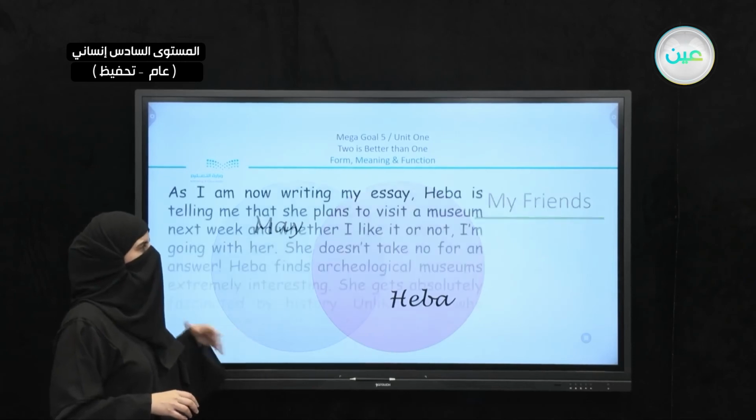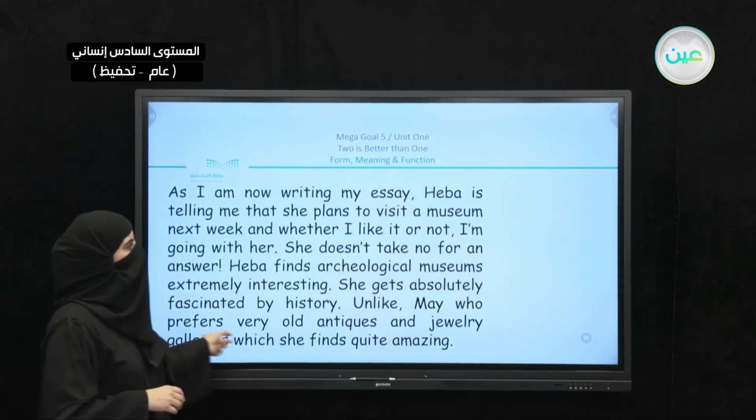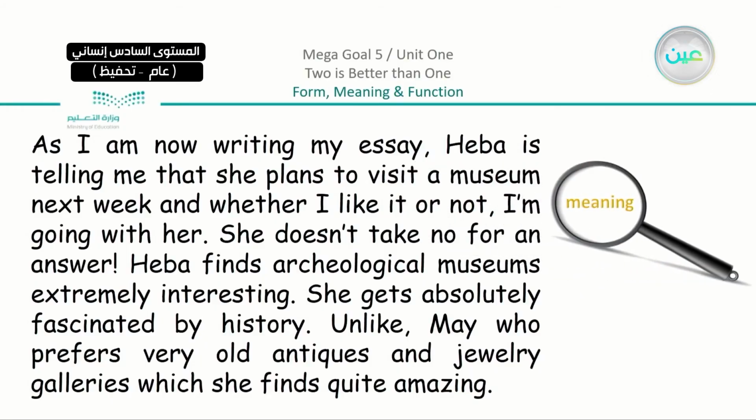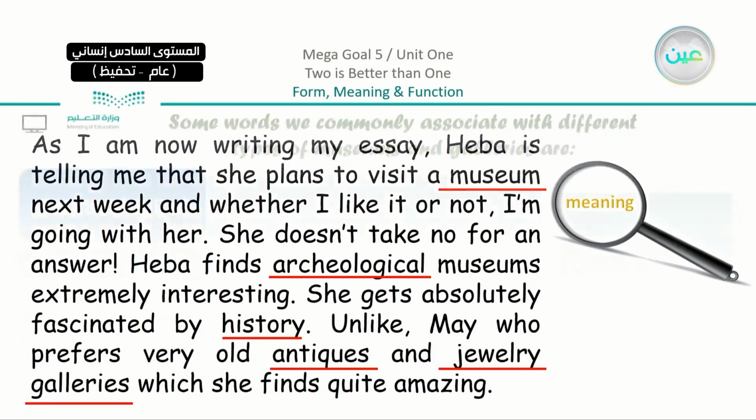So just to go back to the essay that I wrote about them, and this time we are going to look for something different here. We are going to look for meaning. And note that I want something that is related to museums and galleries, as I mentioned before, archaeology. Actually, you can see that we have here the word museum. You can see that I also used the words archaeological museums. We have also history. And we said that May prefers very old antiques and jewelry galleries. So these are different words that are related to each other. And this is a part that you have in your book.